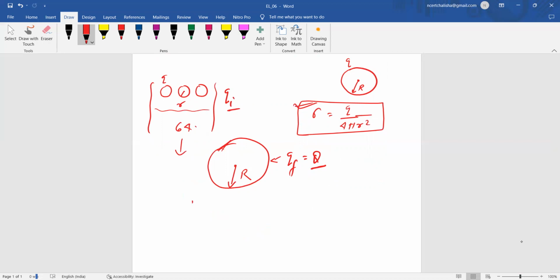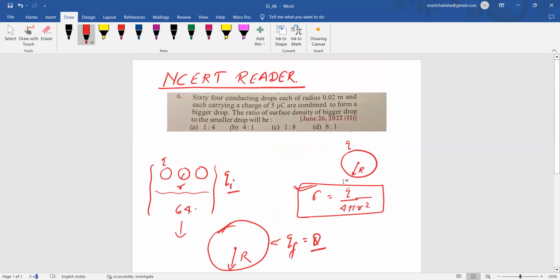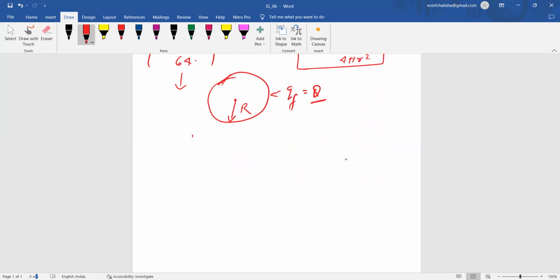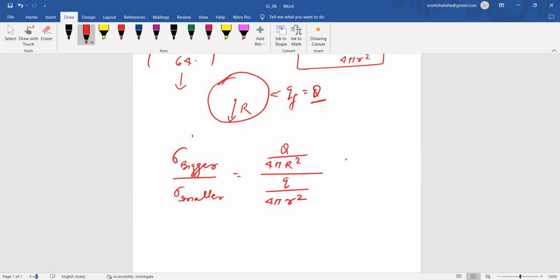And another thing is that the question asks you to find the surface charge density of the bigger drop relative to the smaller drop. So sigma bigger by sigma smaller is what the question is actually asking. And how to find sigma bigger? For sigma bigger, we will put capital Q over 4 pi and capital R square, and for sigma smaller, we will put small q over 4 pi and small r square. Here the 4 pi cancels out. So it is Q by small q, and then we have small r square by capital R square.